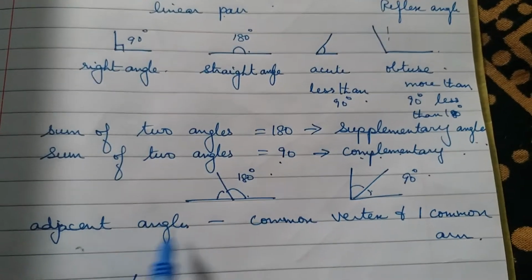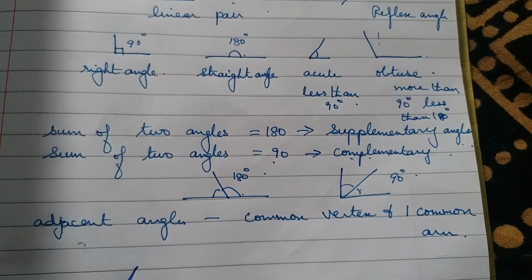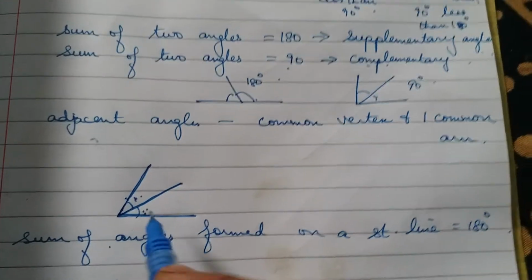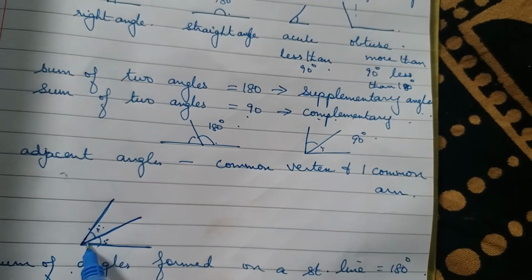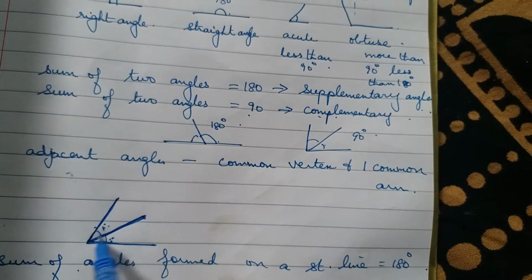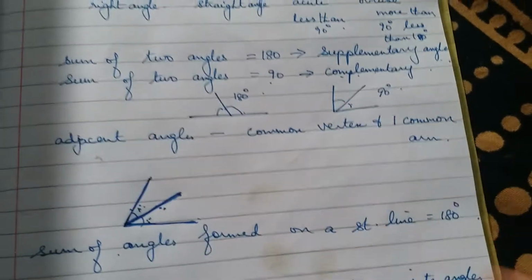Next, adjacent angles. Adjacent angles means, this is an angle and this is adjacent. These two angles are adjacent to each other, next to each other. So they have a common vertex. See, from here to here is one angle, and this is another angle. So they have a common vertex. These two angles are said to be adjacent angles.